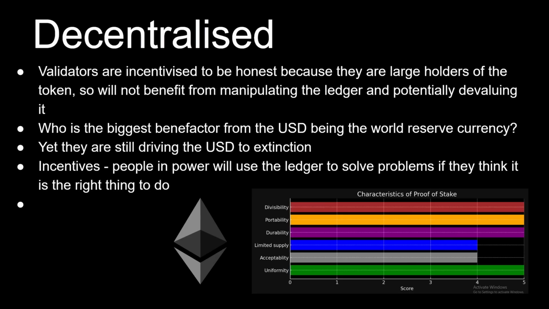But this argument immediately breaks down, because who is the biggest benefactor from the US dollar being the world reserve currency? Easily, it is the US government, and as a byproduct of that, the US population. So they have the biggest incentive to keep the US dollar strong and keep it adopted and keep it as the world reserve currency, and yet they are still driving the dollar essentially to extinction. Because if you have access to the ledger and have access to the rules of the ledger, then you are incentivized as someone in power to use the ledger to solve problems if you think it is the right thing to do or think it will help.